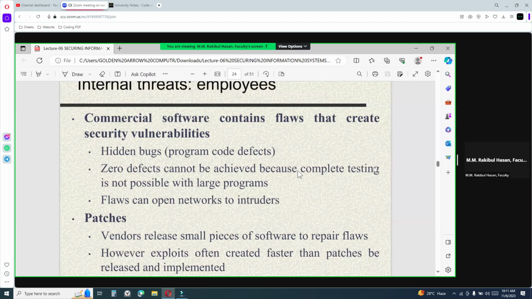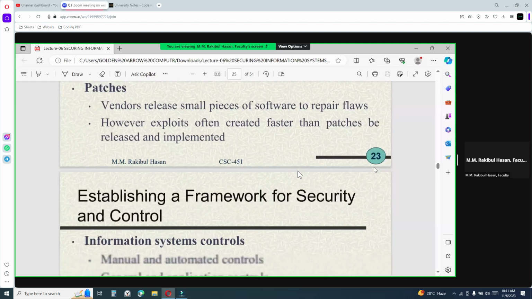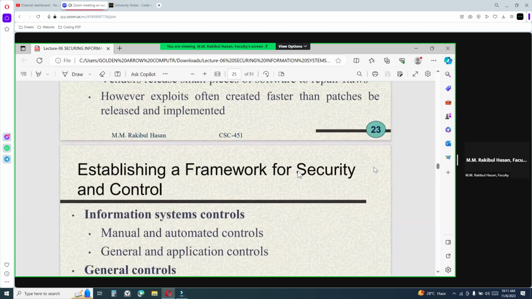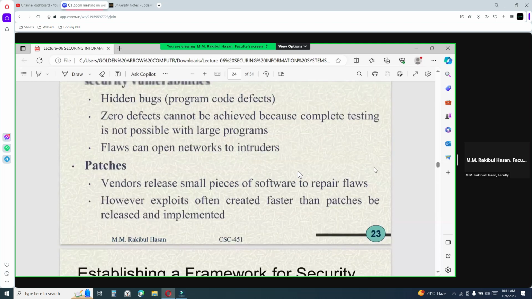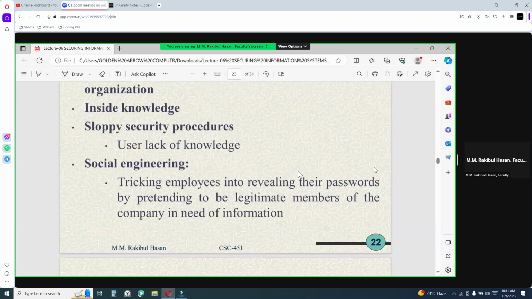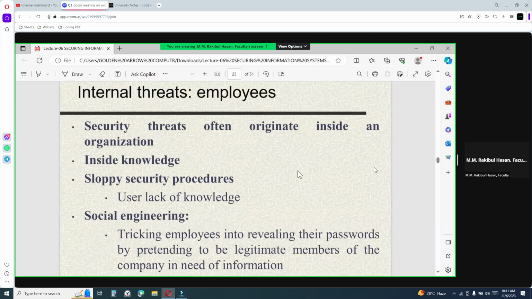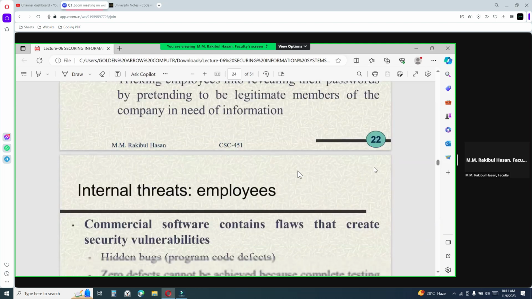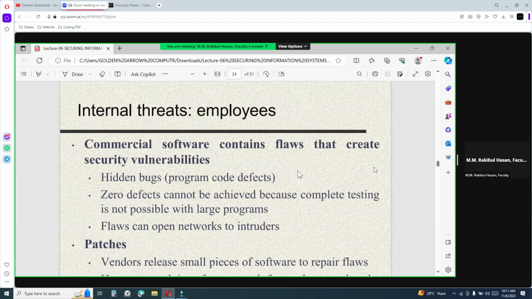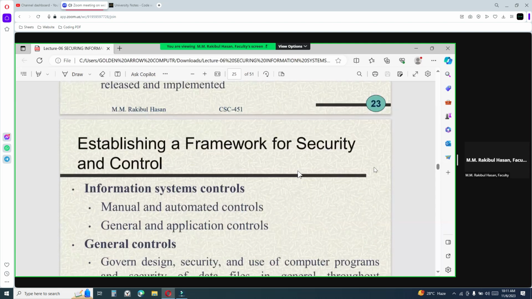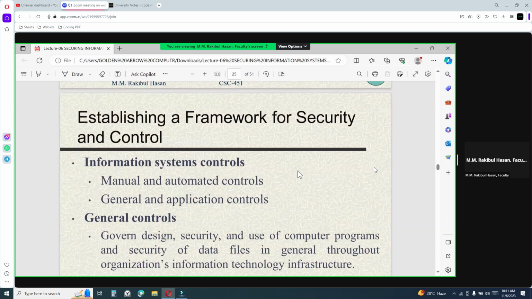Okay, so that's all about the first part of this lecture. In the first part, mainly we learned different types of threat, different types of vulnerability, different types of problem, computer crime. But now in the second part, we will discuss how we can solve this problem. What are the technical measures we can take to solve the problem? All right.